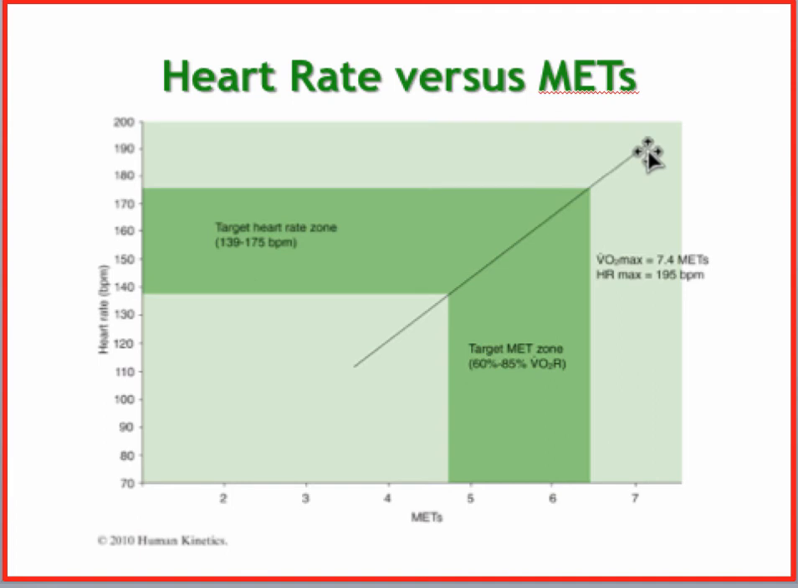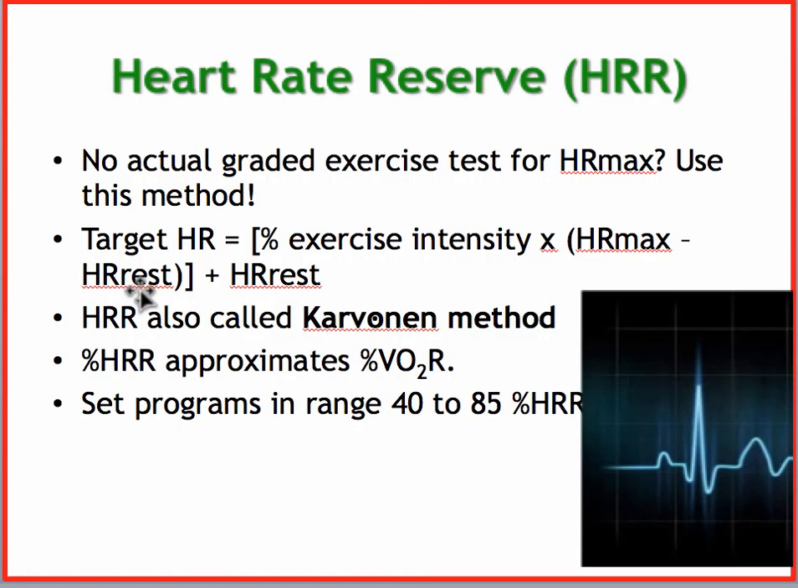If we decide that we want them working in a MET zone equal to about 60 to 85% of their VO2 reserve, we can, with this plotted line, look at the heart rate range that we want them training in. Again, it's important to give them a range for daily variability, and also because it's difficult to maintain your heart rate at one level for a continuous period. It's going to fluctuate quite a bit.